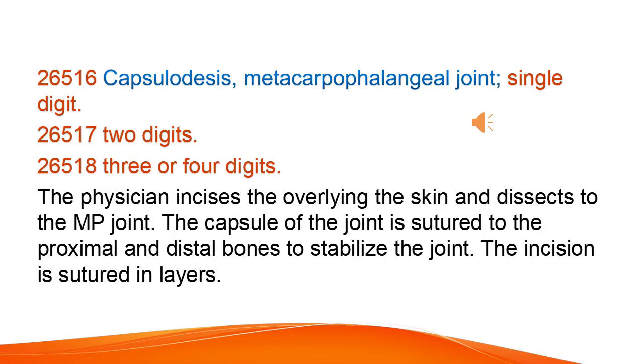Capsulodesis, metacarpophalangeal joint, single digit. 2 digits. 3 or 4 digits. The physician incises the overlying skin and dissects to the MP joint. The capsule of the joint is sutured to the proximal and distal bones to stabilize the joint. The incision is sutured in layers.